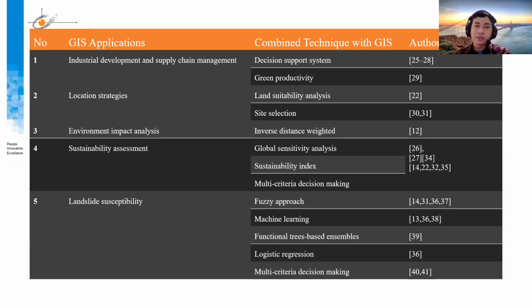There are several GIS applications that can be used in the industry. The first one is industrial development and supply chain management, with a combined technique of decision support system and green productivity. The second is location strategies, with a combined technique of land suitability analysis and site selection. The third is environment impact analysis, with a combined technique of inverse distance weighted. The fourth one is sustainability assessment, with the techniques of global sensitivity analysis, sustainability index, and multi-criteria decision making. And finally, the last example is landslide susceptibility, with the techniques of fuzzy approach, machine learning, functional trees-based ensembles, logistic regression, and multi-criteria decision making.